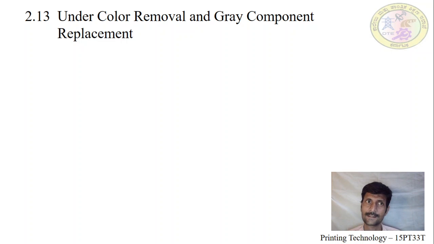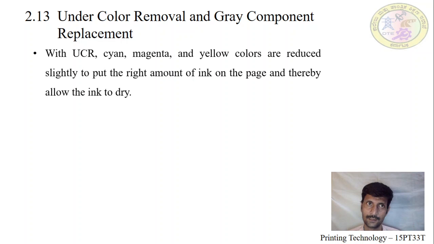Now we will understand what undercolor removal is. It reduces the cyan, magenta, yellow colors, and puts the right amount of gray or black ink onto the separation color formation on the page. Therefore, it reduces the cyan, magenta and yellow coloring, and thereby it allows the ink to dry on the substrate quickly.